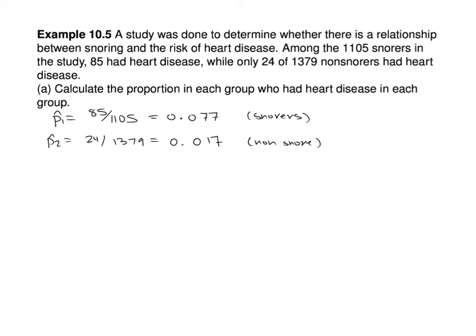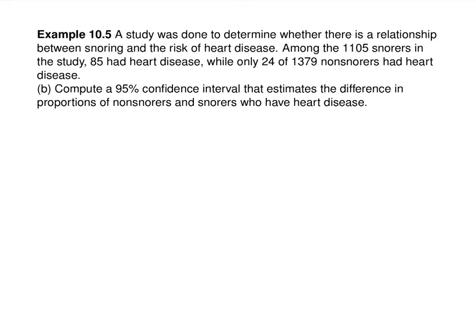Find a 95% confidence interval that estimates the difference of proportions of non-snorers and snorers who have heart disease. I will specify what order to go in. Let's use snore minus no snore. So the first thing you find is p1 hat minus p2 hat. So 0.077 minus 0.017 comes out to be 0.06.